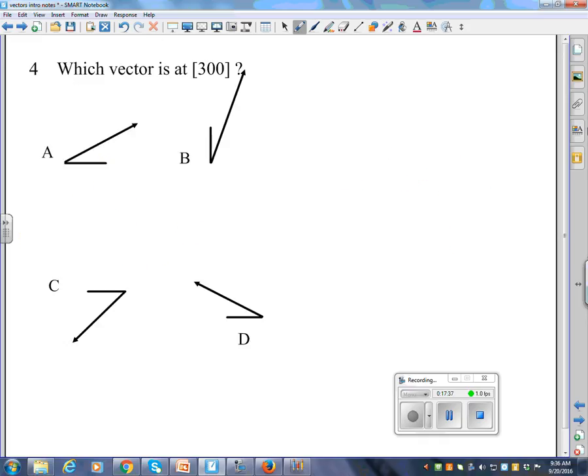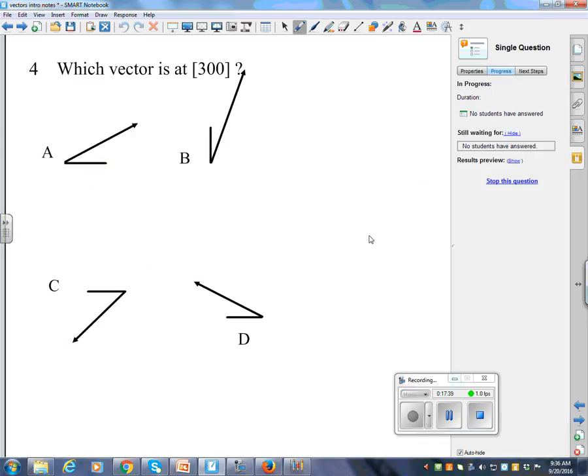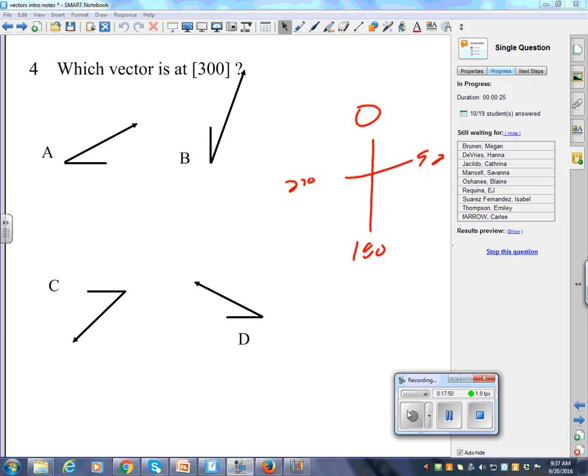Okay. So here's another question. Which vector is at a bearing of 300? Which one of these is at a bearing of 300? Which one is at a bearing of 300? A? I thought if when in doubt, pick C.